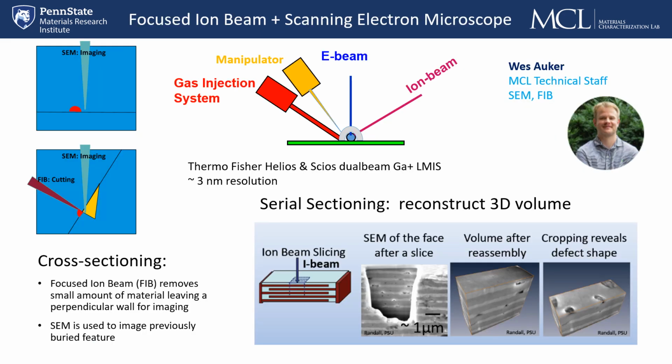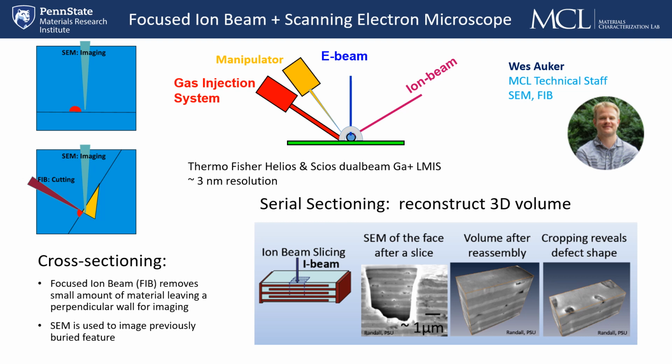So once we've identified our region of interest with the X-ray tomography, we've polished our sample back to where we think the failure happened, then we're going to take it to the focused ion beam. In this case, we're going to use a dual beam instrument, which has a gallium-based ion beam system in addition to an electron beam, so that we can do both FIB and SEM at the same time. And I have listed here Wes Ocker, who's our technical staff member at MCL, who can answer any questions you might have about this. On our FIB instruments, we have a resolution of about 3 nanometers. So we're going to take that polished surface and mill away some material with the focused ion beam, and then we're going to image it with the SEM in the dual beam instrument.